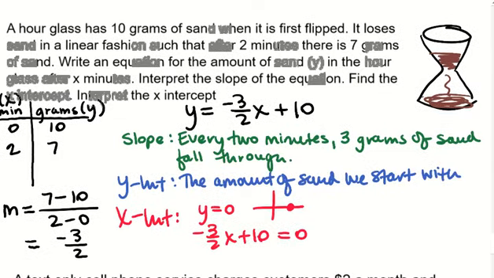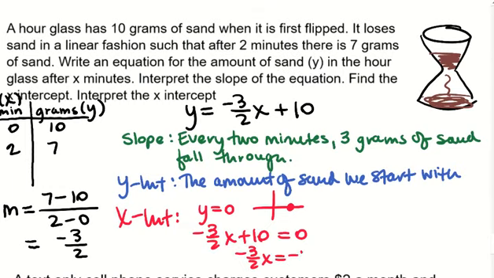And in order to solve for that, I'm going to subtract 10 from both sides. I'll get negative 3 halves x equals negative 10. Then I'm going to multiply both sides by negative 2 over 3. And that's going to give me x equals positive 20 divided by 3. And x is measured in minutes, so this is a number of minutes. So what would you say that this means in the context of the problem?